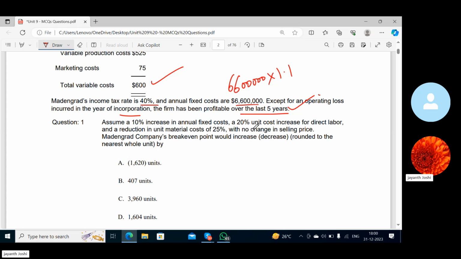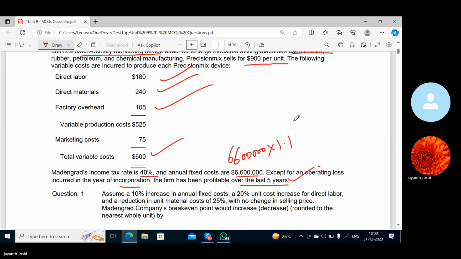A 20% unit cost increase for direct labor. So you have to take direct labor and increase it by 20%. How much is the direct labor per unit? 180, right? They are saying that it is increasing by 20%. Reduction in unit metal cost by 25%, with no change in selling price. Madden Grad company's break-even point would increase or decrease by how much, they are asking.